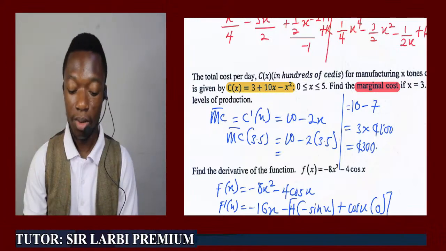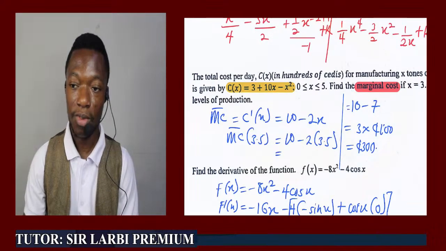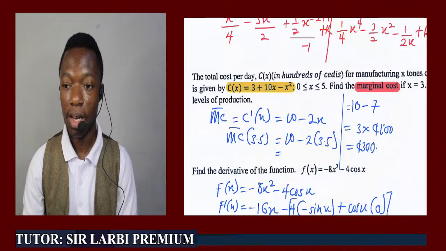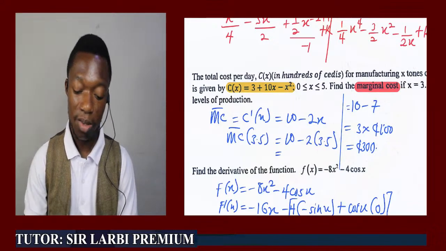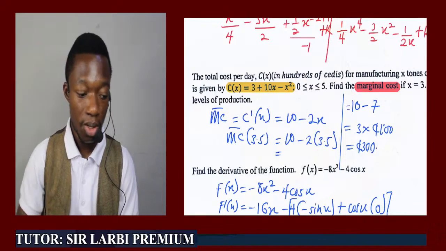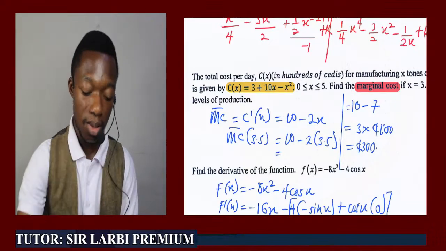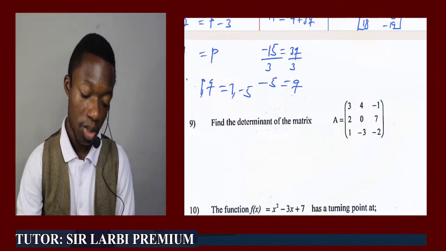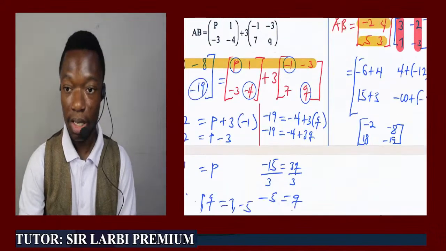So this is what I was trying to explain here. You just have to find the marginal cost, and then you substitute the output that was given in the question, and then you are good to go. So let's take note of that. So now that is question 8 that we just solved.